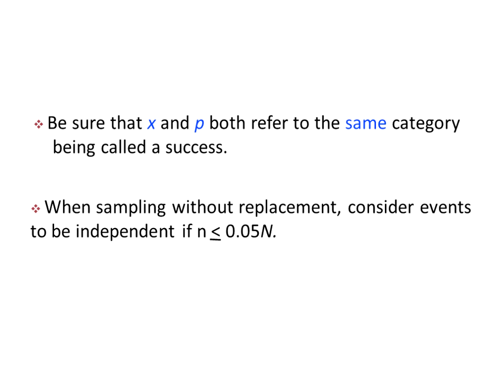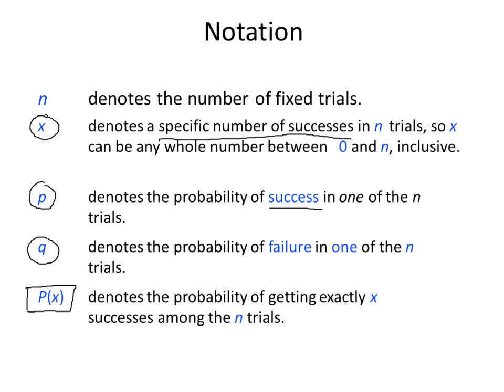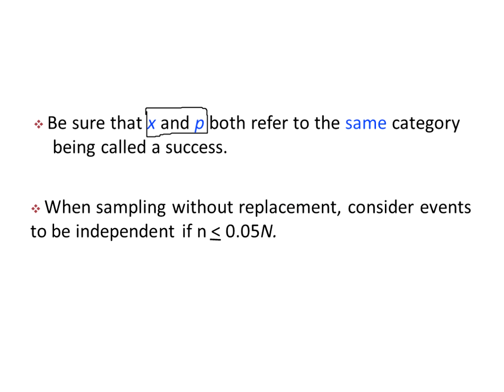Now, X and P are referring to successes. So remember, X is the specific number of successes. P is the probability of a success. So they refer to the same category. Whatever is described as success, that's what they're referring to.